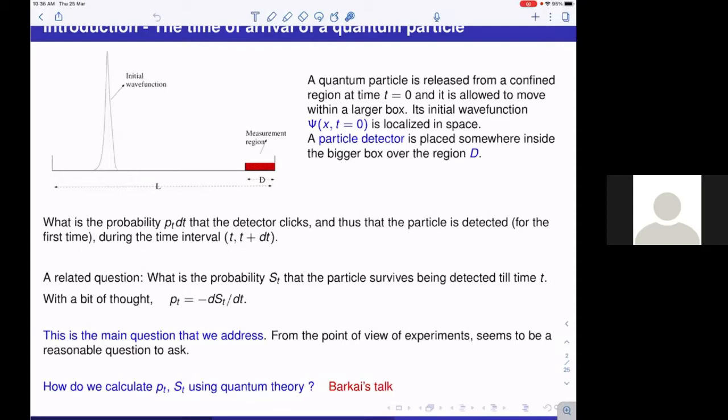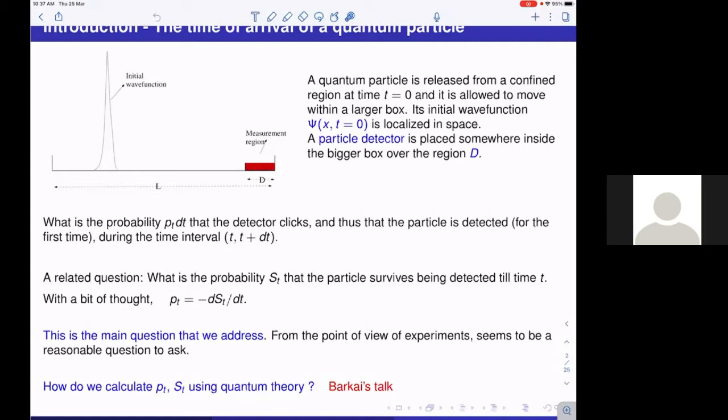A related question is: how long does the particle survive without being detected? This probability of first detection is related to the probability of survival, because the decay of survival probability means that it has got detected. So this is an obvious relation. These are the two questions we are interested in: the probability that the particle gets detected between time t and t plus dt, and the probability that it survives without being detected till some time. This is the main question we address, and it seems a reasonable question from the point of view of experiments. What I'll try to explain is how we calculate this from quantum theory.